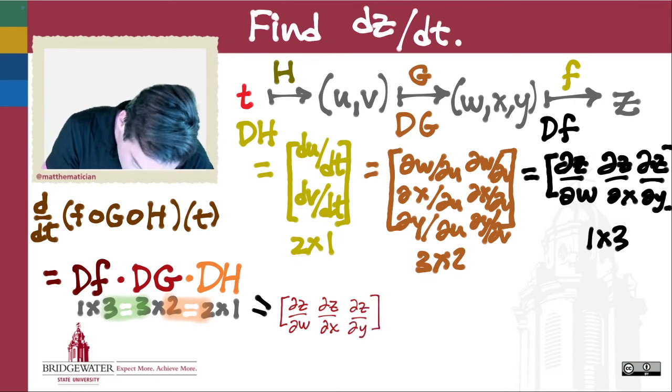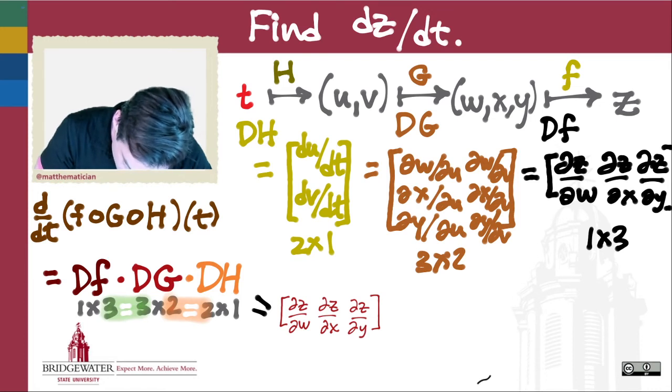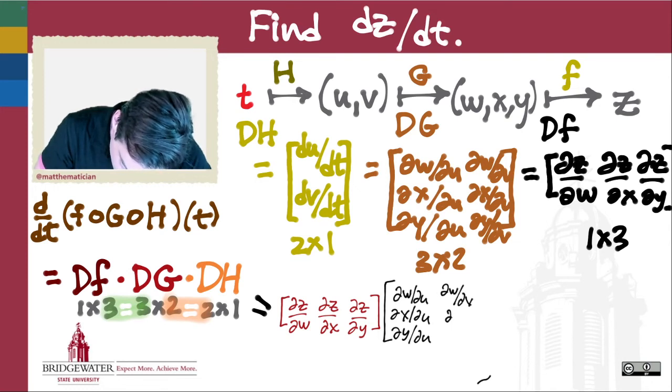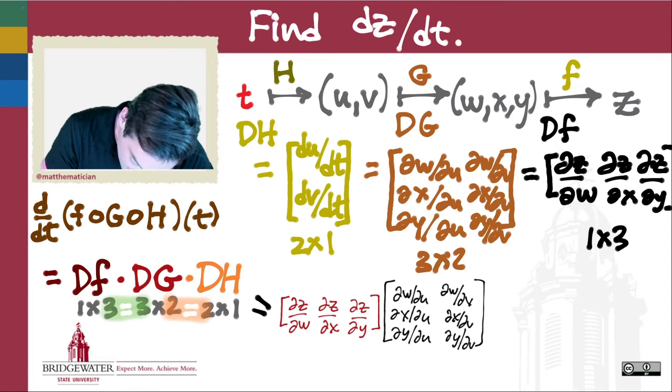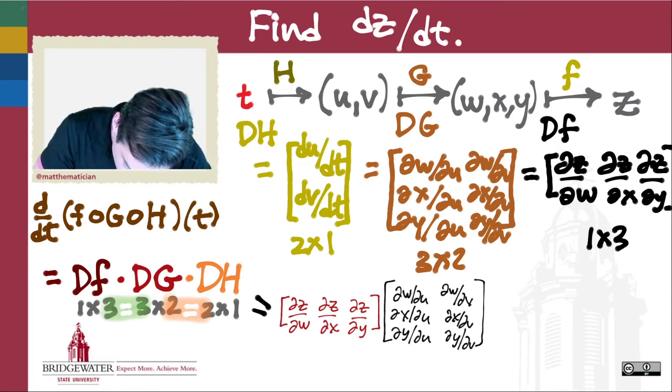So that's df. And then in the middle I have dg. So that's going to be this big thing, dw du, dx du, dy du, dw dv rather, dx dv, and dy dv. And then my third matrix that I'm multiplying together is the dF matrix, which is ordinary derivatives, du dt and dv dt.